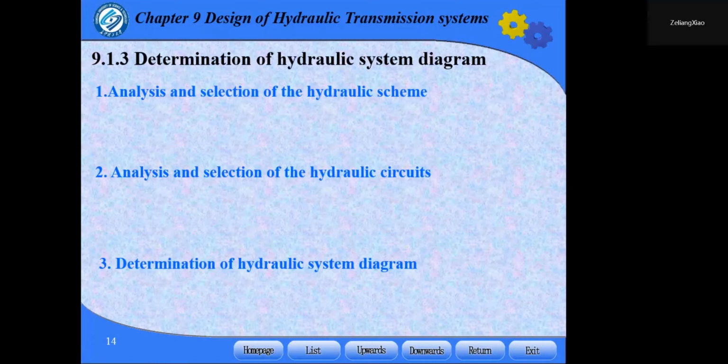Lao Shi, can I ask one thing? What's the question? Lao Shi, how many chapters will you teach us? Up to chapter 9 or more chapters? Can you write down your question in the dialog box?